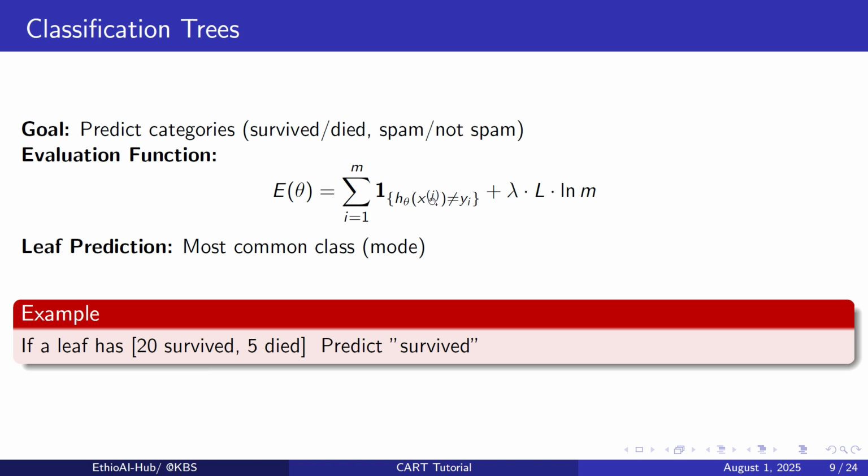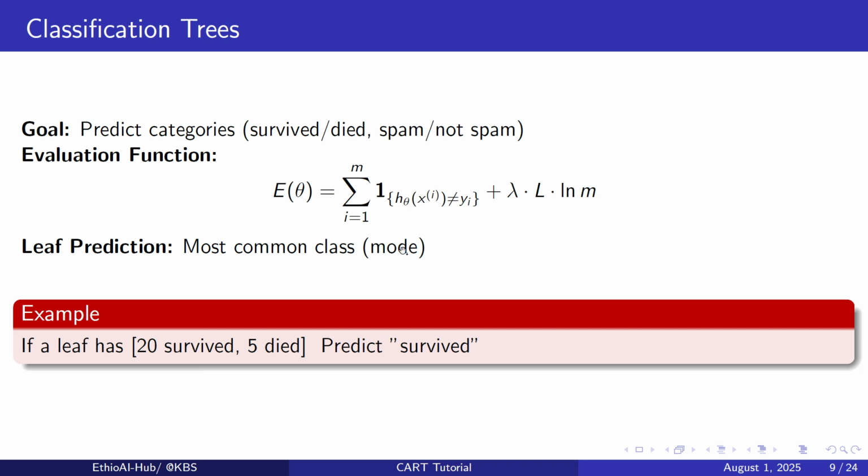Class I is not labeled as I in the Y. So this is the misclassification error. For example, if a male is not classified as male, this will be captured here. And the regularization again, this term will be the leaf prediction, the most common class or mode.